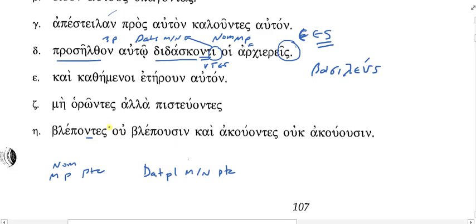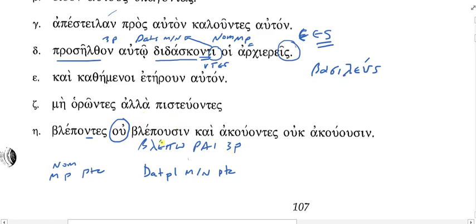Seeing, not seeing. Okay. What's the problem with that? Look at the ou particle here. What does that mean? Not. And when you're negating a participle, do you use ou? No. You would use me. So the fact that I've got ou in front of blepusin tells me this is not the participle blepusin. That's dative plural masculine. It's rather the real indicative verb blepo in what? Present active indicative, third person plural.